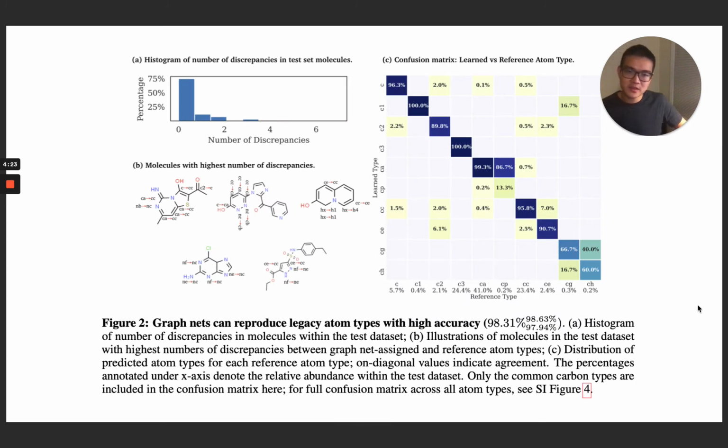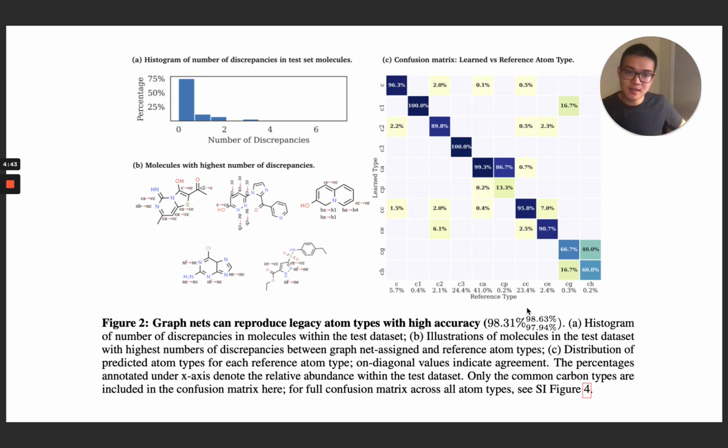Okay, so first we experimentally validate this. We put the legacy force field assigned types as the target for our classification, and we use a small graph neural network to fit this, and we get a relatively high accuracy.